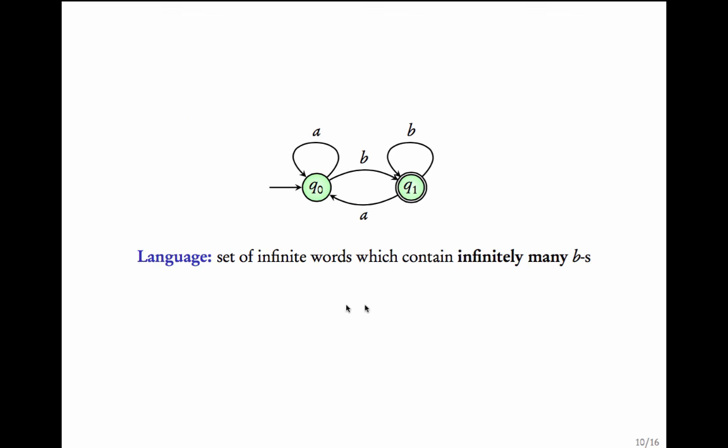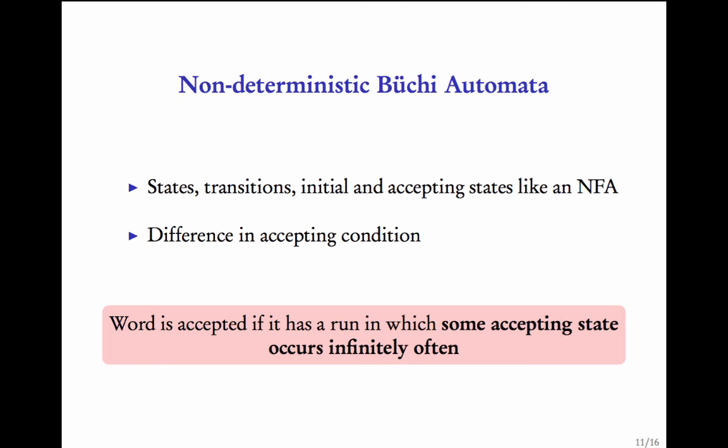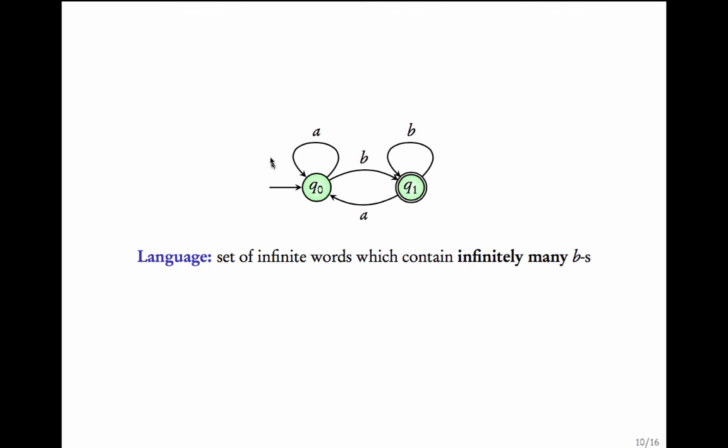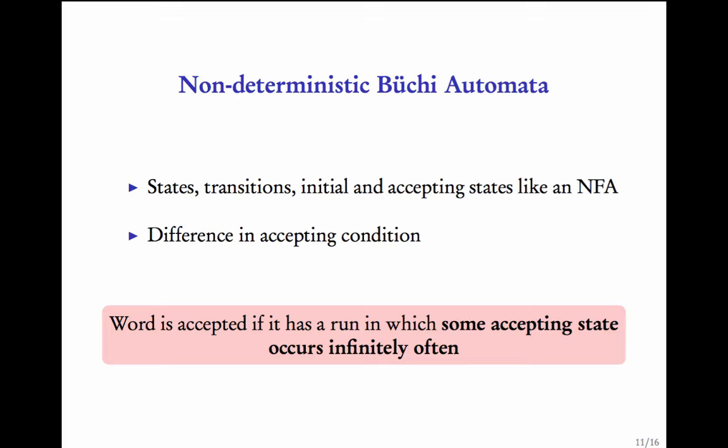This is what is said here. So this is an automaton over infinite words, and it's called a Büchi automaton. So like non-deterministic finite automata, we have non-deterministic Büchi automata. You have states, transitions, initial and accepting states like an NFA. So here, in fact, this is deterministic even. But in general, you have states, transitions, initial and accepting states. The only difference is that Büchi automata are for infinite words.